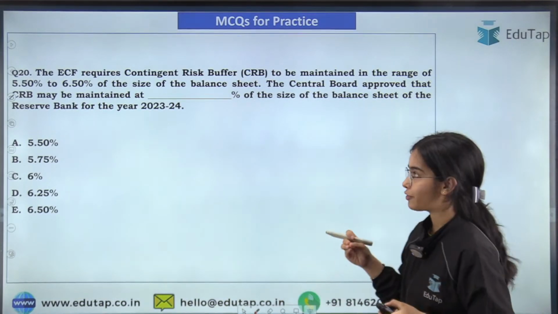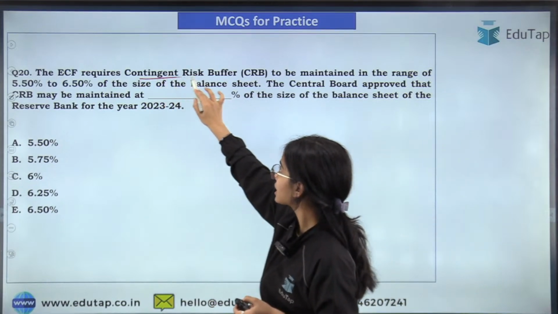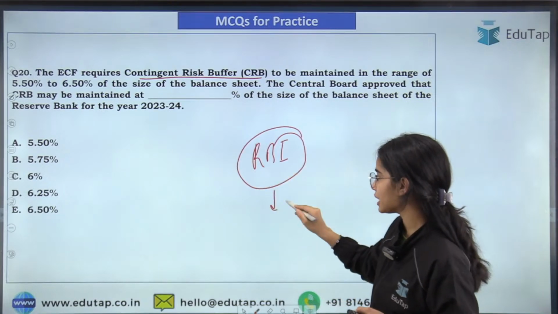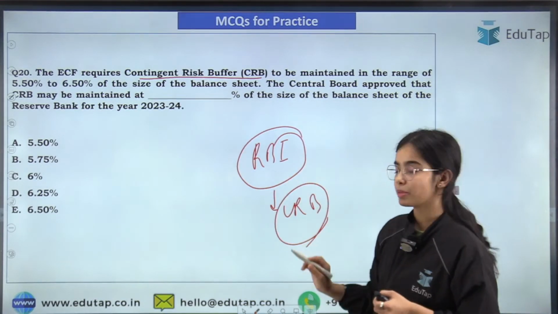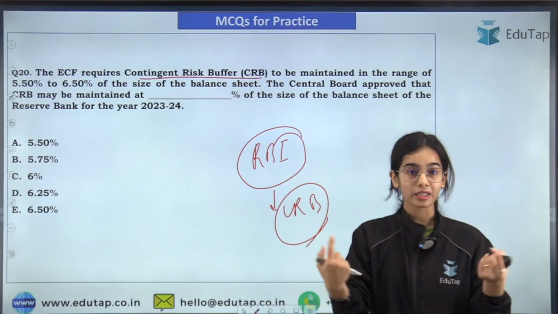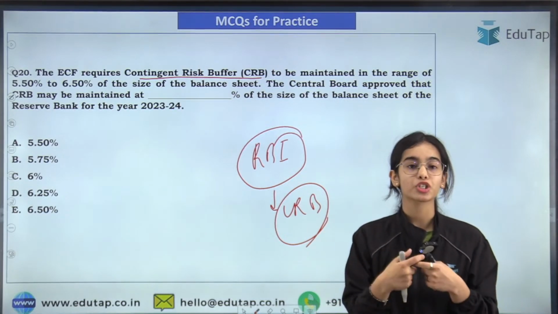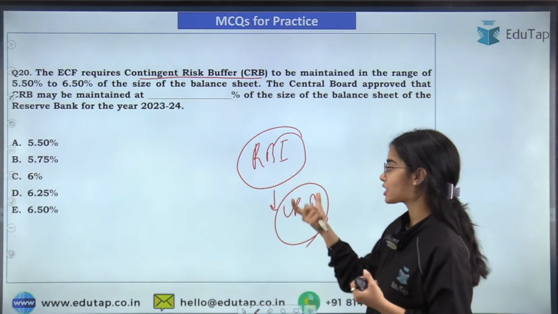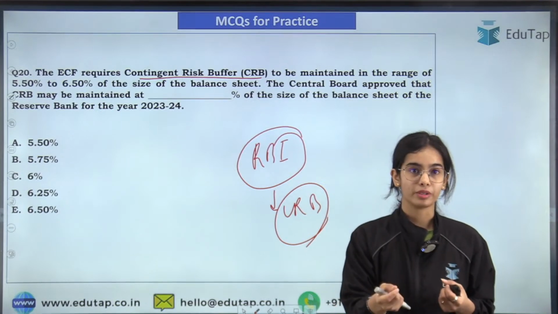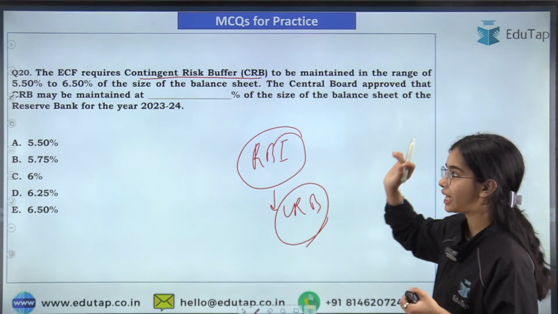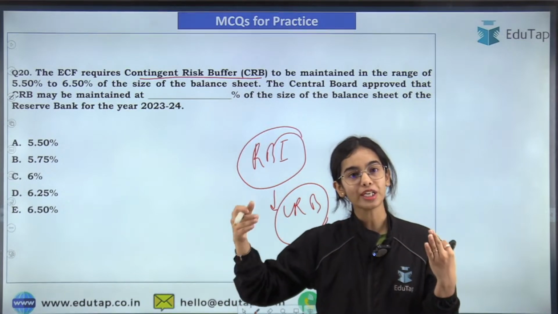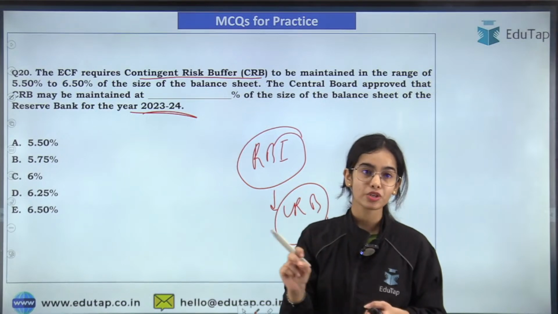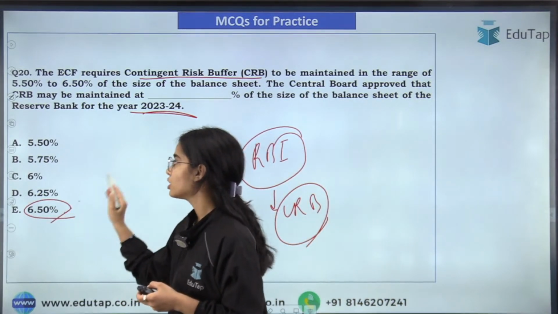Okay. ECF, that is, requires the contingent risk buffer. So the Reserve Bank of India has to maintain the contingent risk buffer, because the Reserve Bank of India has to handle the monetary pressures, the financial pressure, there is the monetary risk, financial risk, and there are other risks that are present. So RBI has to maintain the contingent risk buffer, and this has to be maintained within the range of 5.5% to 6.5%. So recently for the year 2023-24, what is the percentage of CRB? So that is 6.50%. Okay.